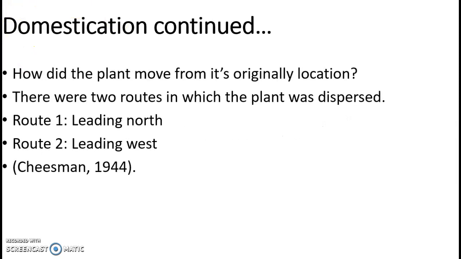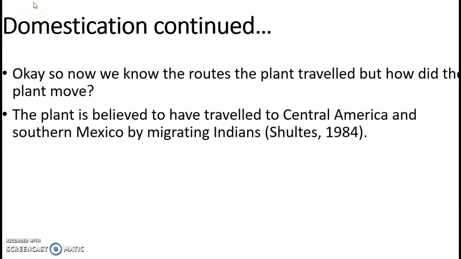And so there were two routes in which it traveled. One leading north and one leading west, which Cheesman 1944 also said. Okay, so now that we know that it moved, we might think, but how did the plant move? Was it in the wind, like dandelions? No, it was actually moved by Indians migrating from Central America and southern Mexico, on those two different routes.